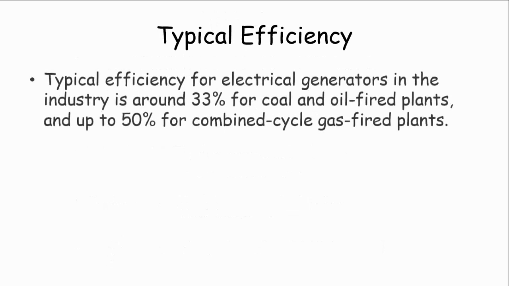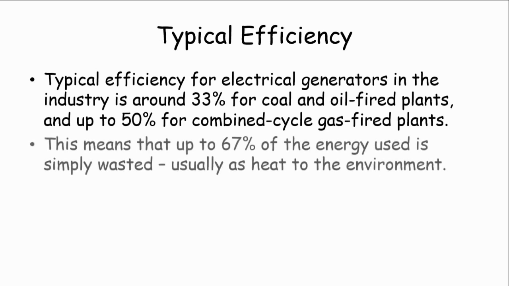Now, typically, the efficiency of a power station will be about 33% for coal and oil-fired plants, up to maybe 50% for combined cycle gas-fired plants. This means that up to 67% of the energy used is simply wasted, usually as heat to the environment.